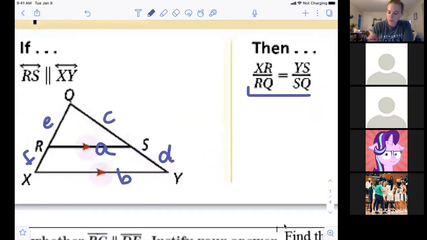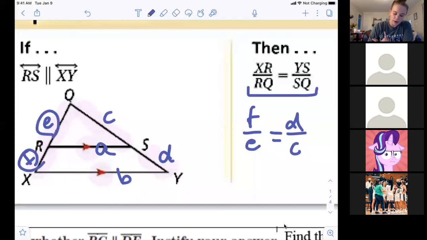I'm just going to match this proportion that they told us will be equal if I know that little a and little b are parallel. I've got f over e is going to be equal to d over c. F over e equals d over c. So I did small over bigger and then small over bigger.